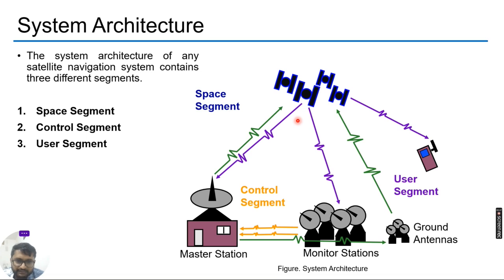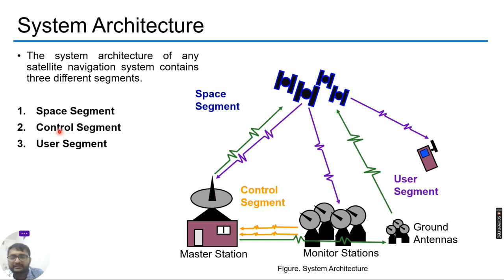Here you can see the space segment and control segment, connected by this green and violet line. We can send signals from the control segment to the satellite, as well as get signals back from the satellite. It means there is two-way communication happening between these two segments.